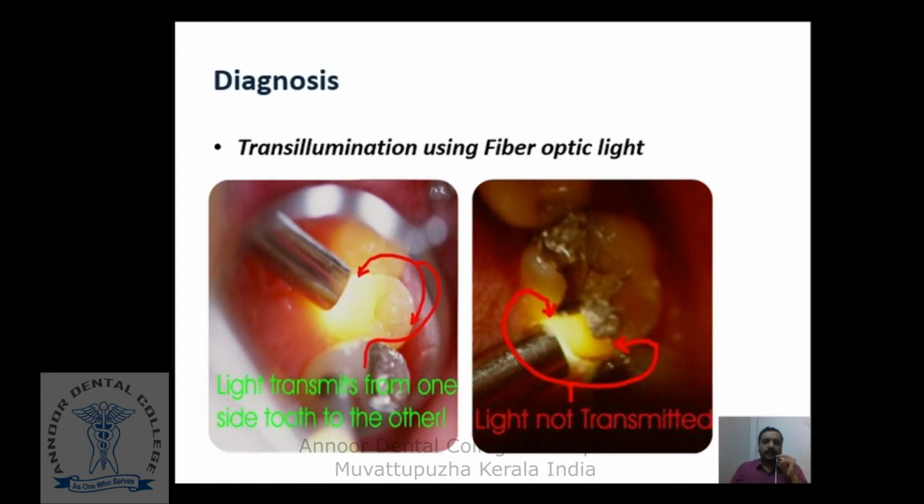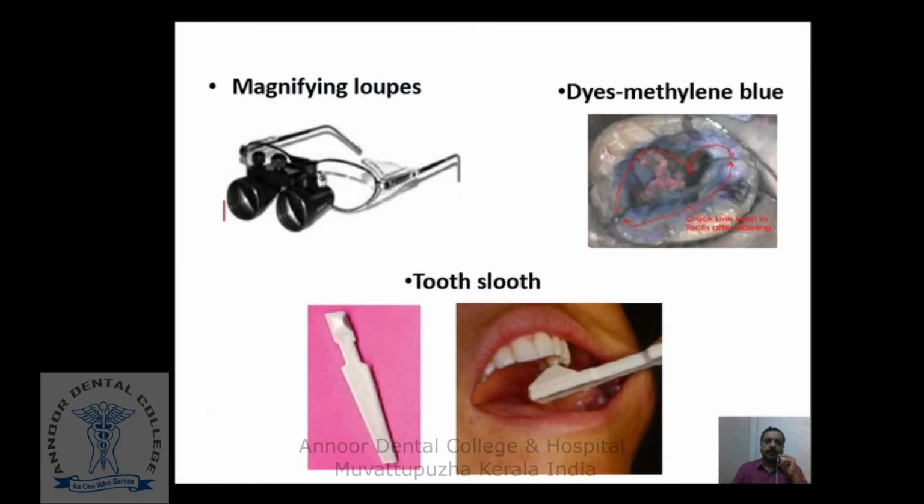There are various aids for diagnosis of cracked tooth syndrome. First one is transillumination using fiber optic light. In this, fiber optic light is used to transilluminate a fracture line. In a normal healthy tooth, when you apply the light source, light transfers from one side to the other, as you can see in the figure. However, if there is a crack in the tooth, light will not be transmitted to the other side. Magnifying loupes can be used for enhanced visual inspection of the crack. Dyes like methylene blue are a valuable aid to stain the fracture line and detect it.